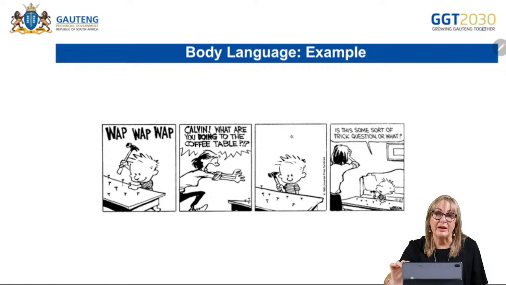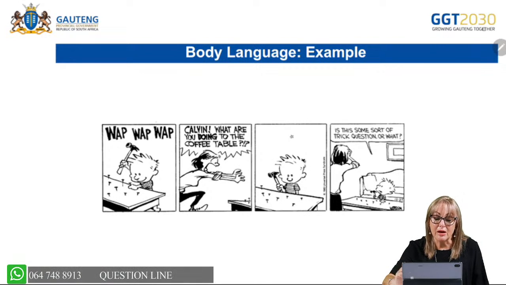Okay, let's analyze another one's body language. There's a little boy, he's hitting nails into a table. I don't think he's allowed to do that because in the next picture his mum runs up to him. "Calvin, what are you doing to the coffee table?" And then he looks confused at what he has done. And then he looks up to his mom and says, "Is this some sort of trick question or what?" So let's analyze it.